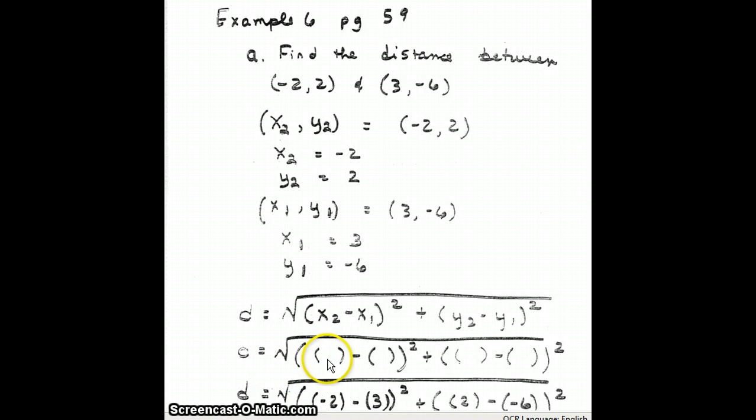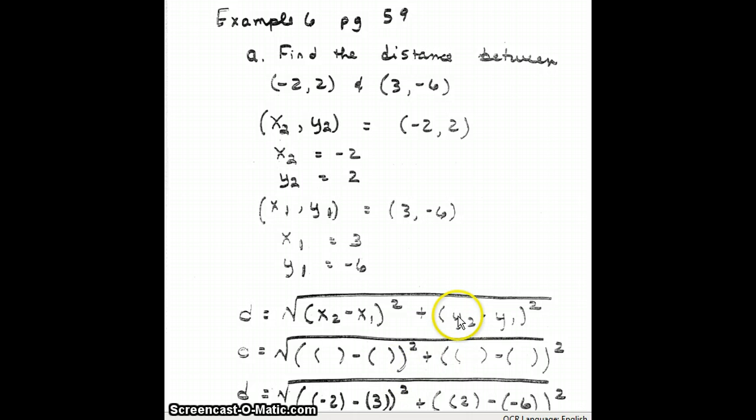So in this first blank, I need an x sub 2. We go up here and we look to find our x sub 2. X sub 2 is a negative 2. We place this in the first hole. In our second hole, we need an x sub 1. So we have to go find our x sub 1. We go directly above and we find our x sub 1, which is a 3.